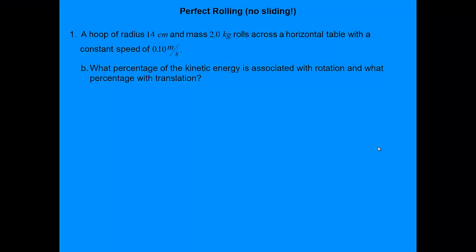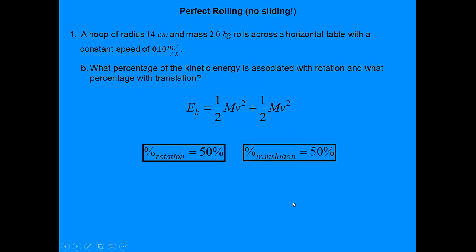Part B. What percentage of that kinetic energy is rotation, and what percentage is translation? Well, this one's pretty easy. If we look at this point before we added these two parts together, this was the rotational part, and this was the translational part, and you can clearly see that they're the same size. So that means 50% of it is rotation and 50% is translation.